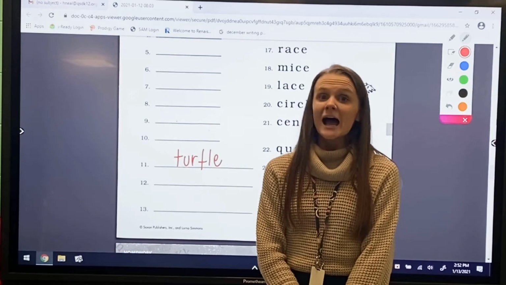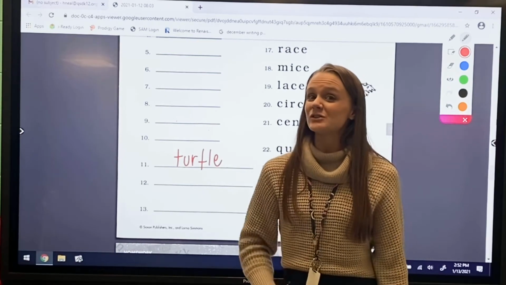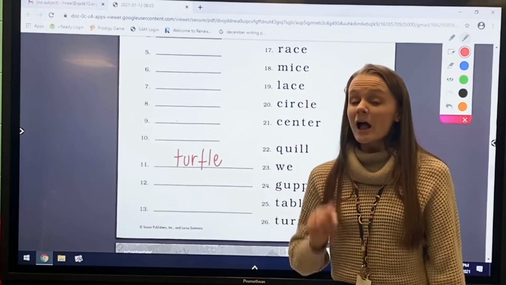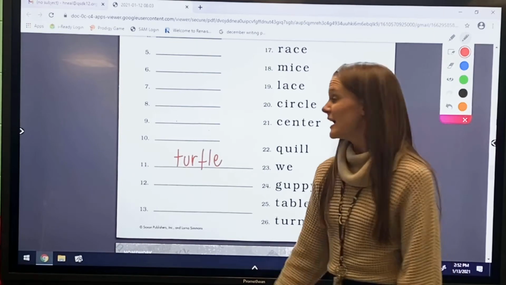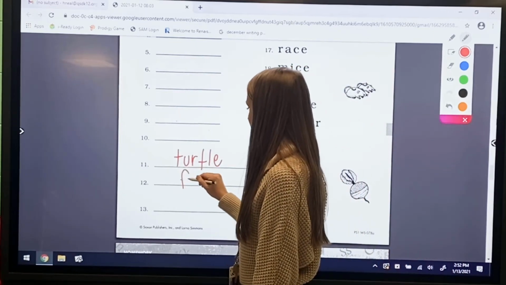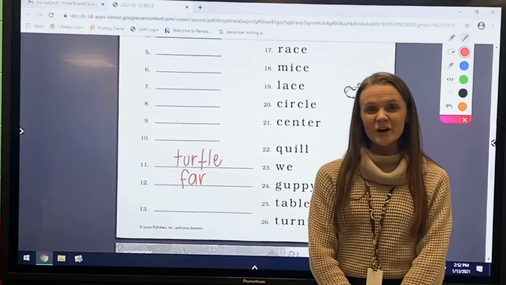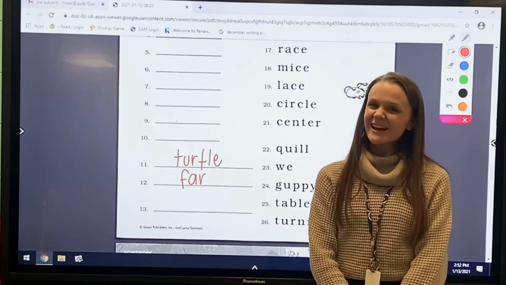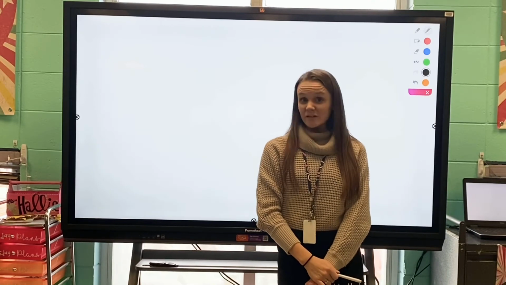Far. I hear the R sound in that word, so I know I'm going to be using A-R. But first, let's write the first sound we hear, which is F. So I'm writing letter F, A-R, to spell the word far. Very good, friends. All right, sweet friends, it's time to learn our new spelling rule for today.